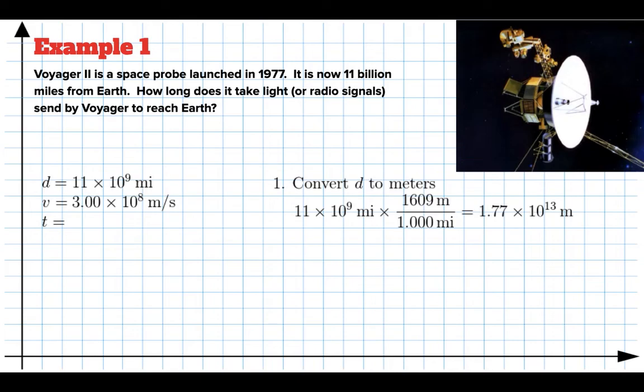That has no place in our head. We just can't imagine a distance that big. So we'll just write it down, 1.77 times 10 to the 13th. The next thing we want to do is figure out how long it takes light to travel that distance. We've got to find the time. So we're going to solve distance equals velocity times time for the time. And we are trying to figure out the time.